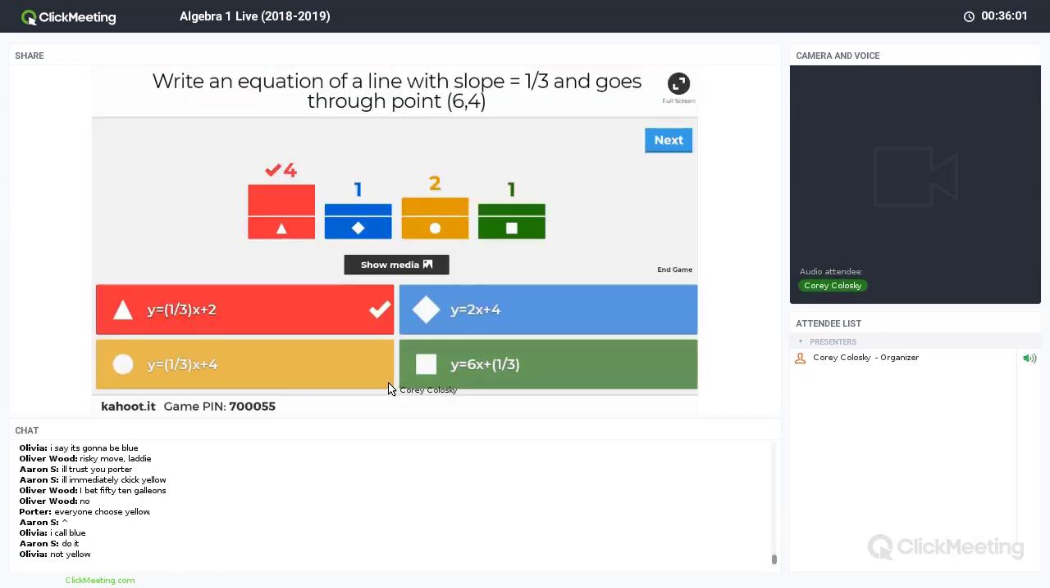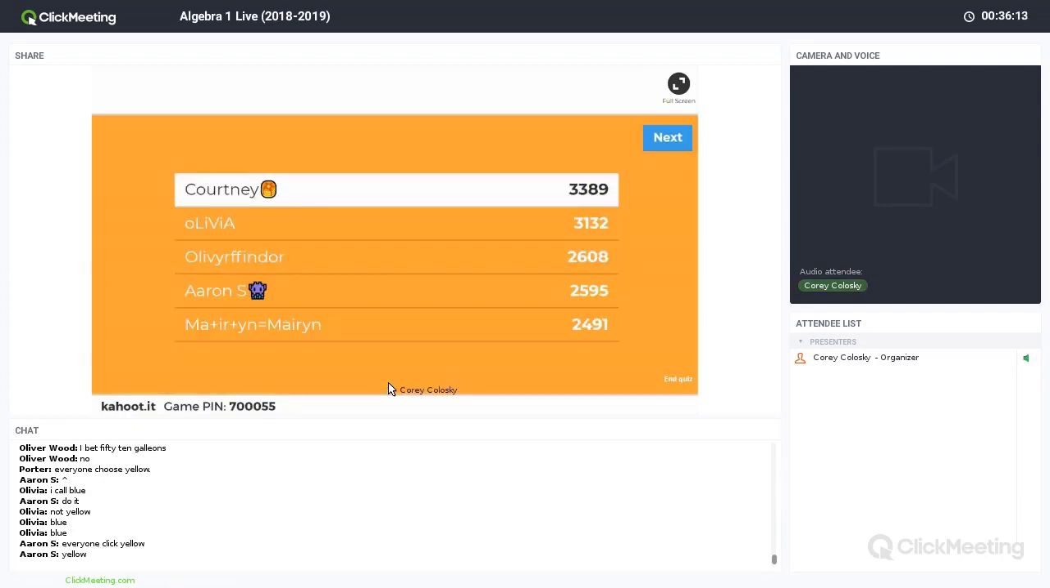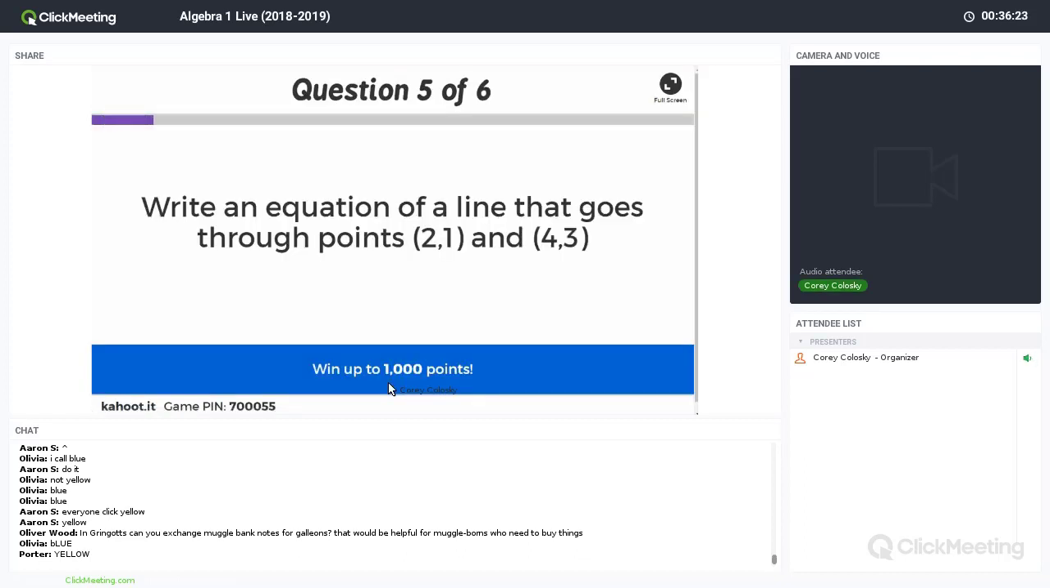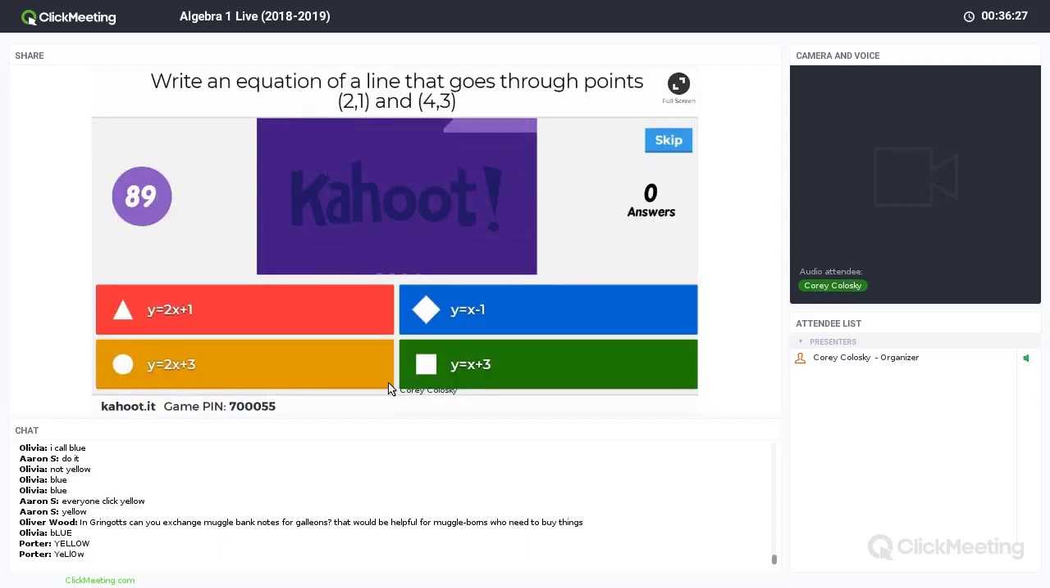All right, so about half of you are getting these. It's not too bad. It had to have been red or yellow because slope is 1/3. So y equals 1/3 x plus or minus something. All right, now we're leveling up to level 3. So here we go. Get a little extra practice with level 3. Here's your scoreboard. So very good, everyone. And next question. Write an equation of a line that goes through points (2, 1) and (4, 3).